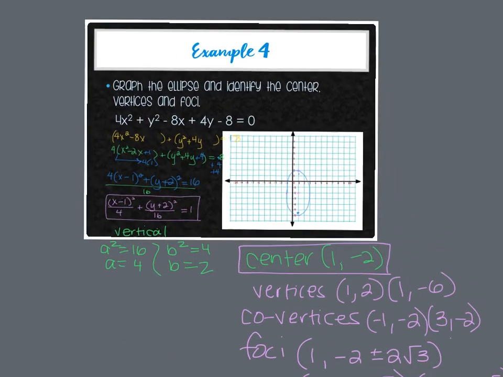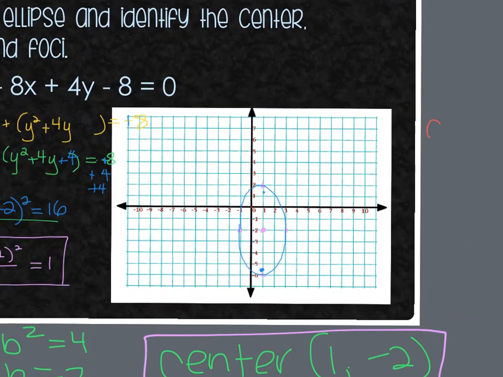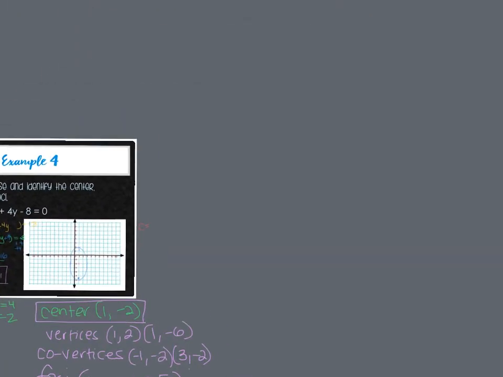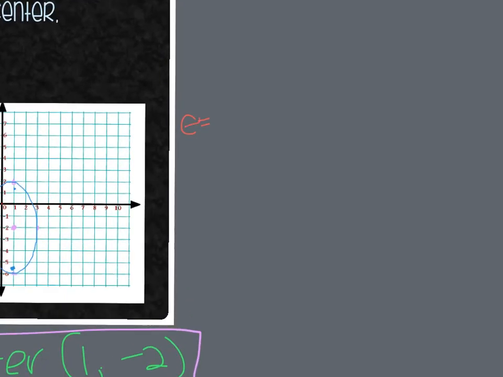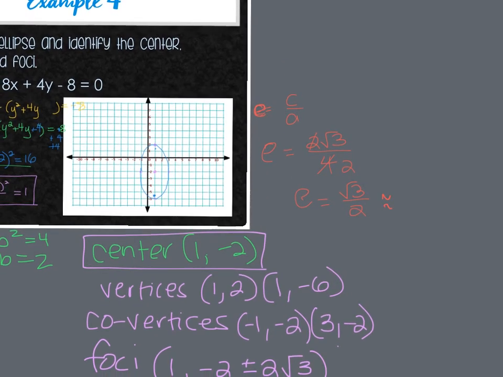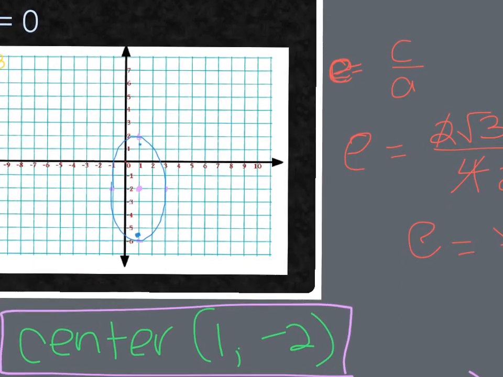So if I look at the one that we did already, we found C and we have A. So I'm going to say C was equal to 2 root 3. So E equals C over A, which would be 2 root 3 over A, which was 4. This reduces to root 3 over 2, which we said root 3 is like 1.7, 1.8-ish. So if that was 1.8 over 2, then this is 0.9, which is pretty close to 1, which is why this is more of a flattened and stretched out ellipse.